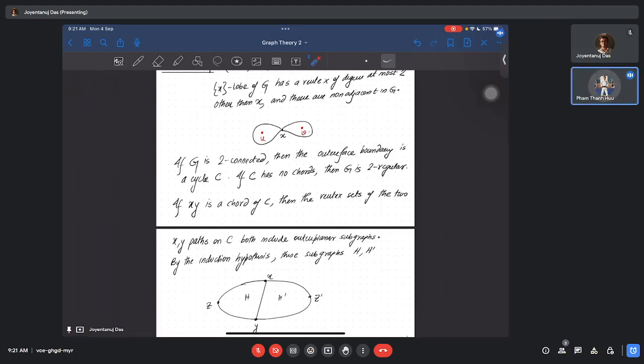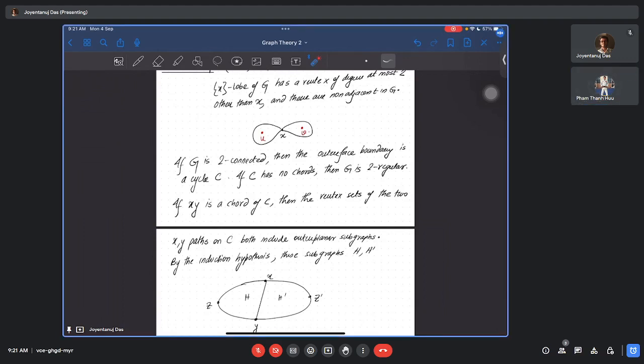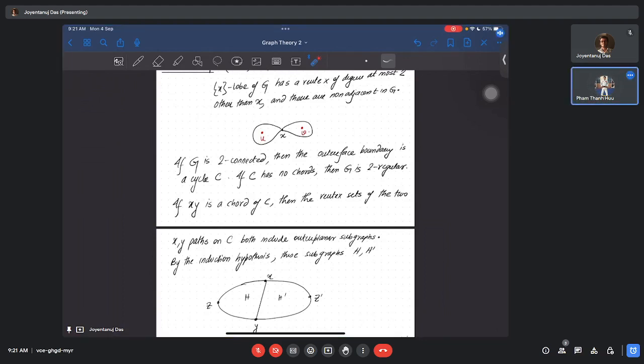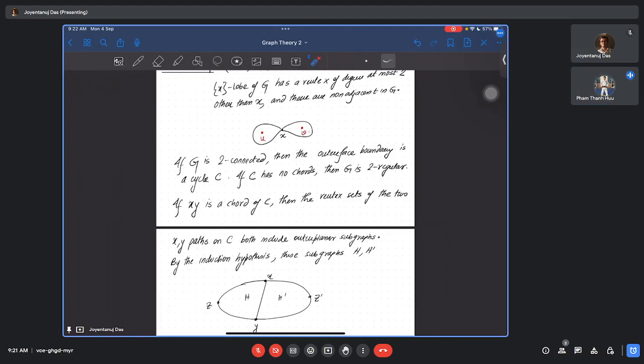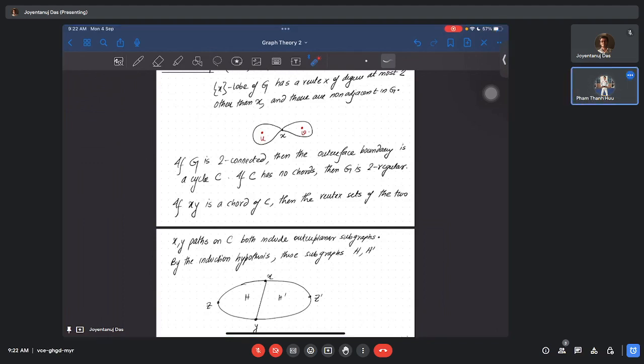then it is 2-regular. They have degree 2, right? Yes, degree 2. So this is true, right? Because if it does not have a chord, this means it is only a cycle, right? So a cycle means every vertex has degree 2, right? So it is 2-regular.